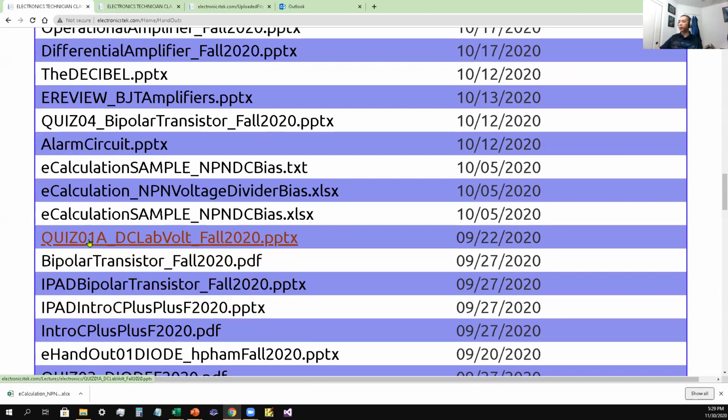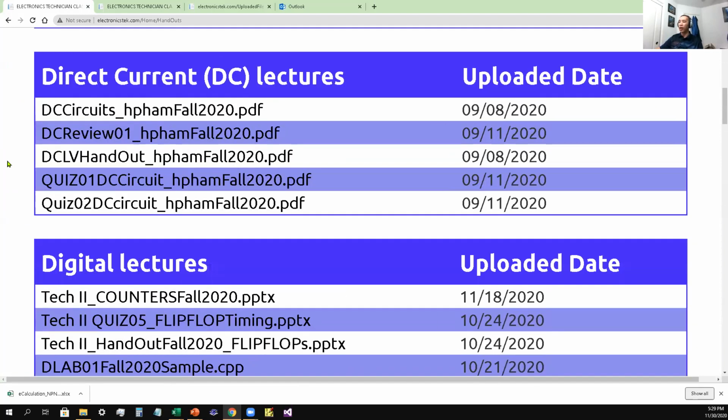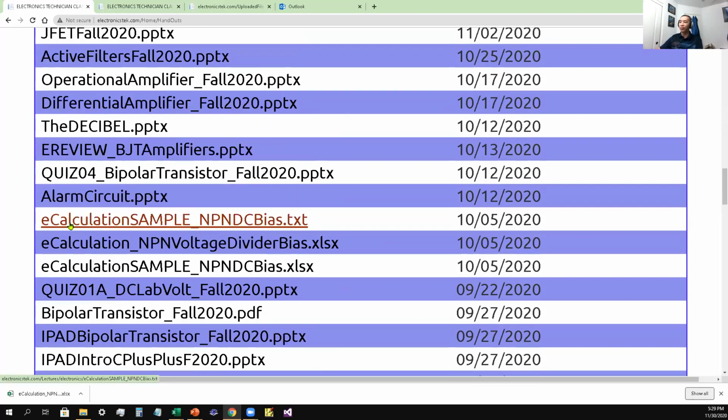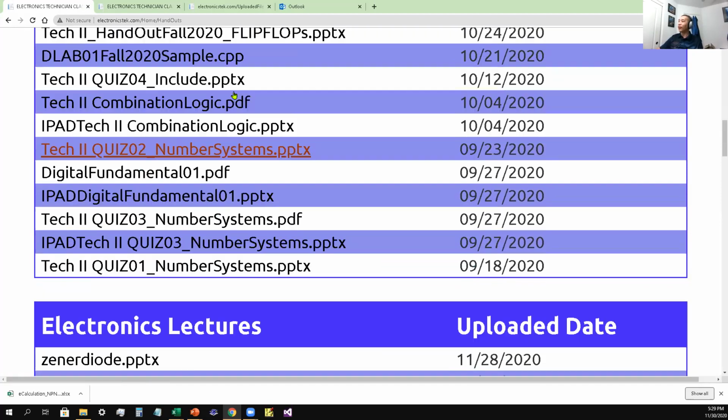So that's that. For the Tech 1 assignment it's this sample program. For Tech 2, you've got digital. So digital is right here. This is from the sample program, D Lab 1, see? D Lab 01 Fall 2020. You guys are doing D Lab. Nothing to do with e-calculation. So you're copying the wrong sample program. Okay. So that's pretty much it.